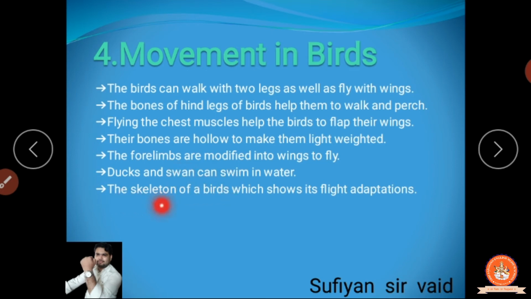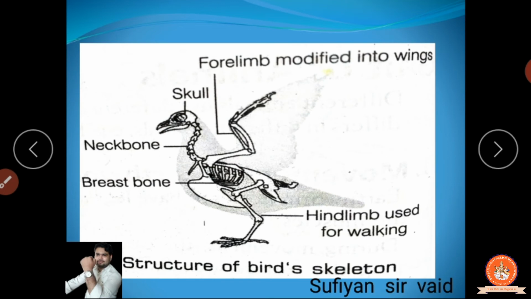The skeleton of the bird shows flight adaptation. So the skeleton of the bird is in the form of flight adaptation, meaning they have adapted to flying.